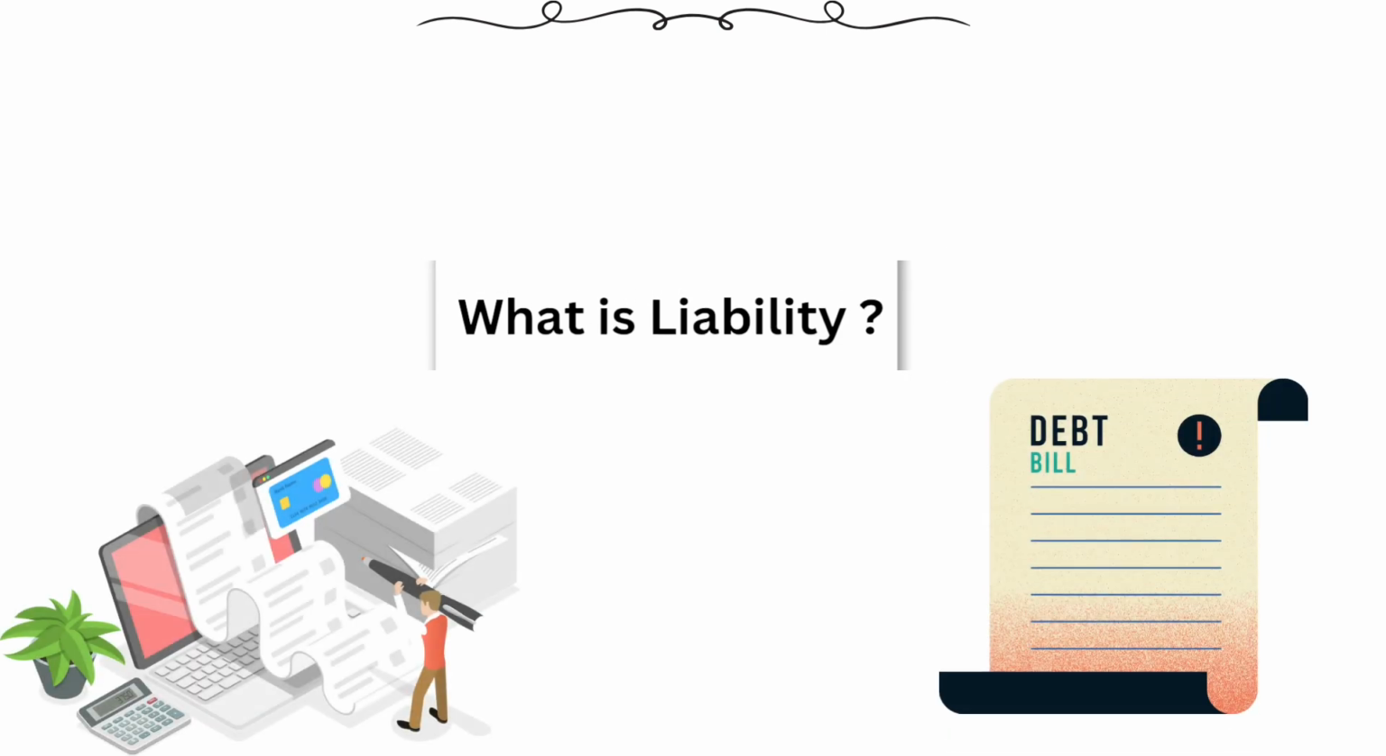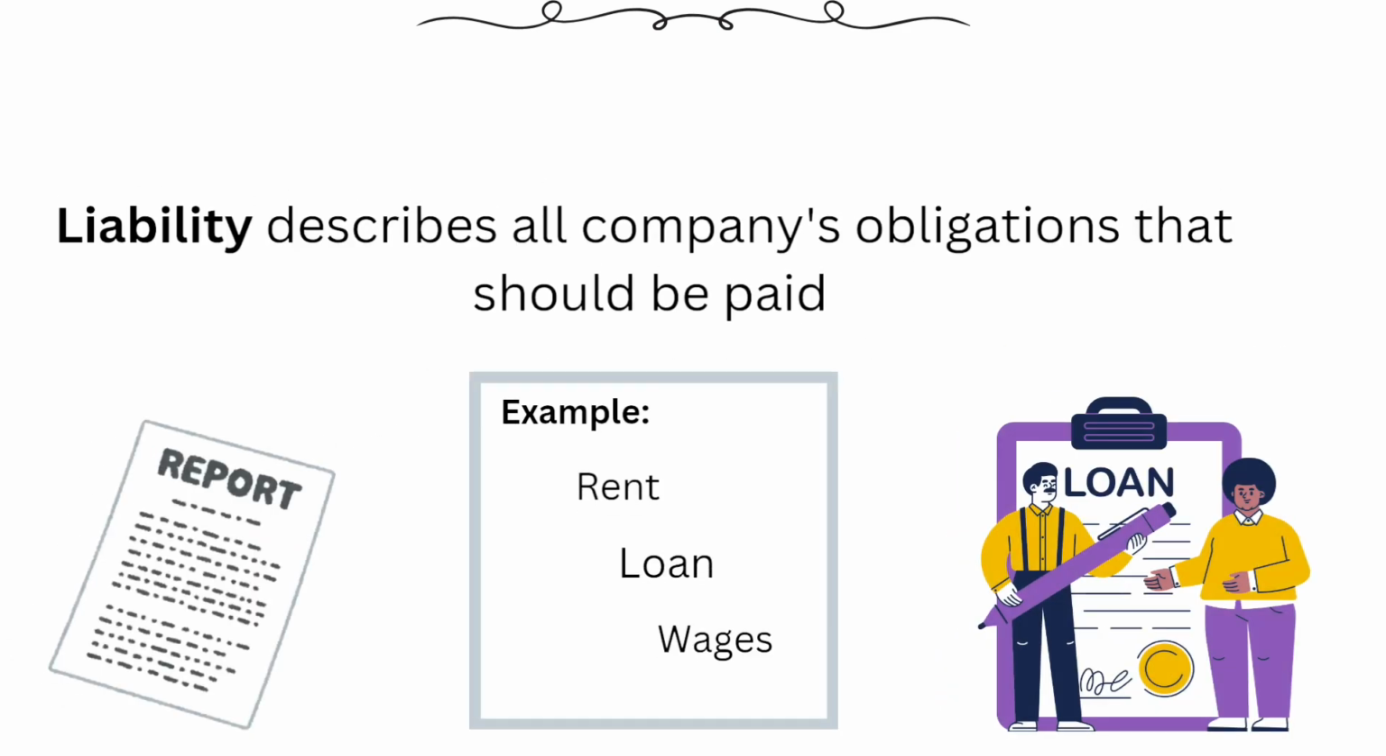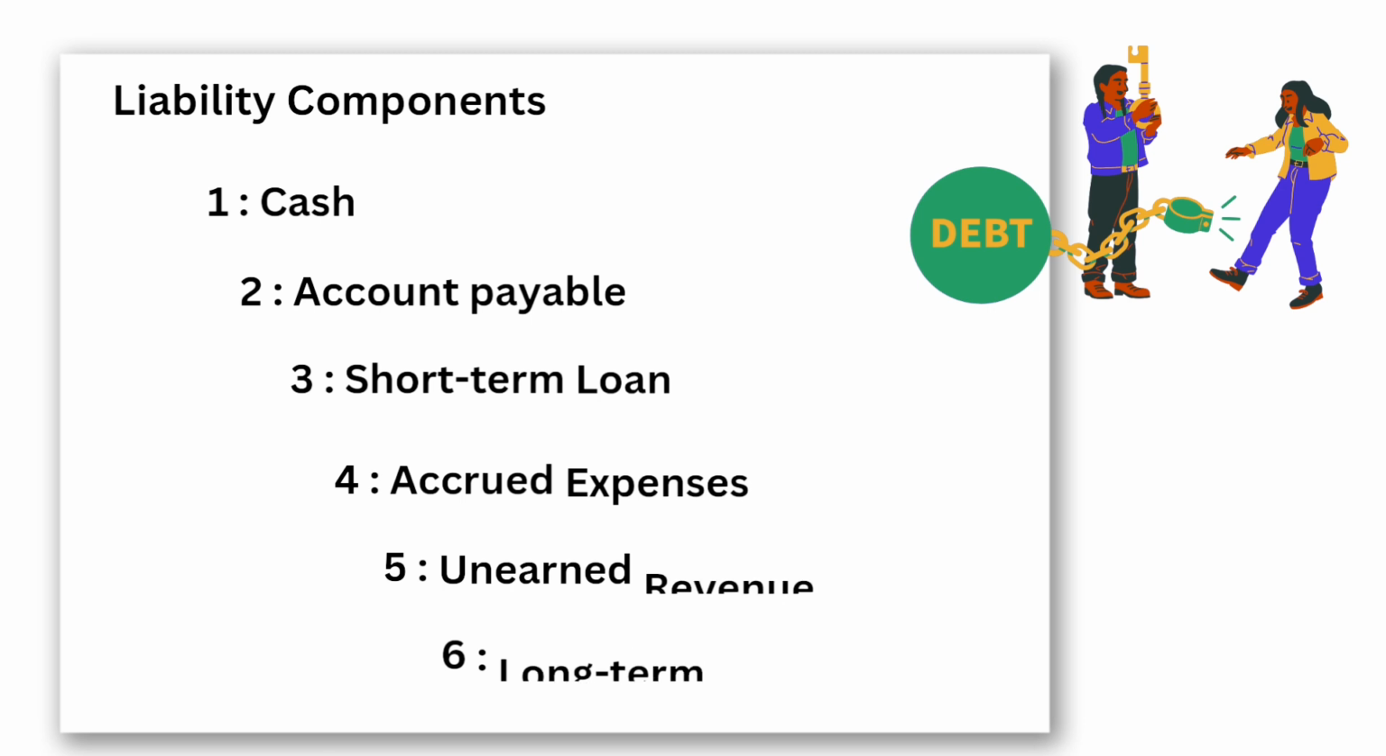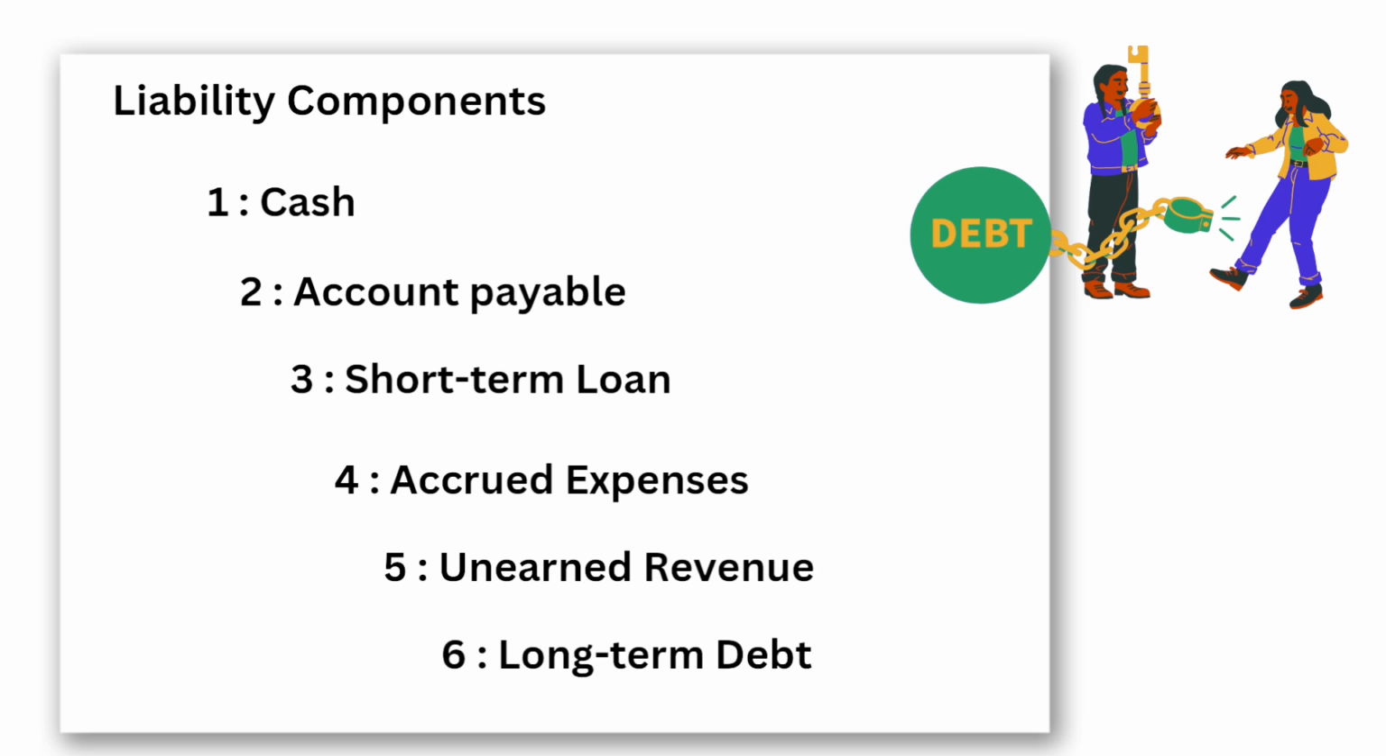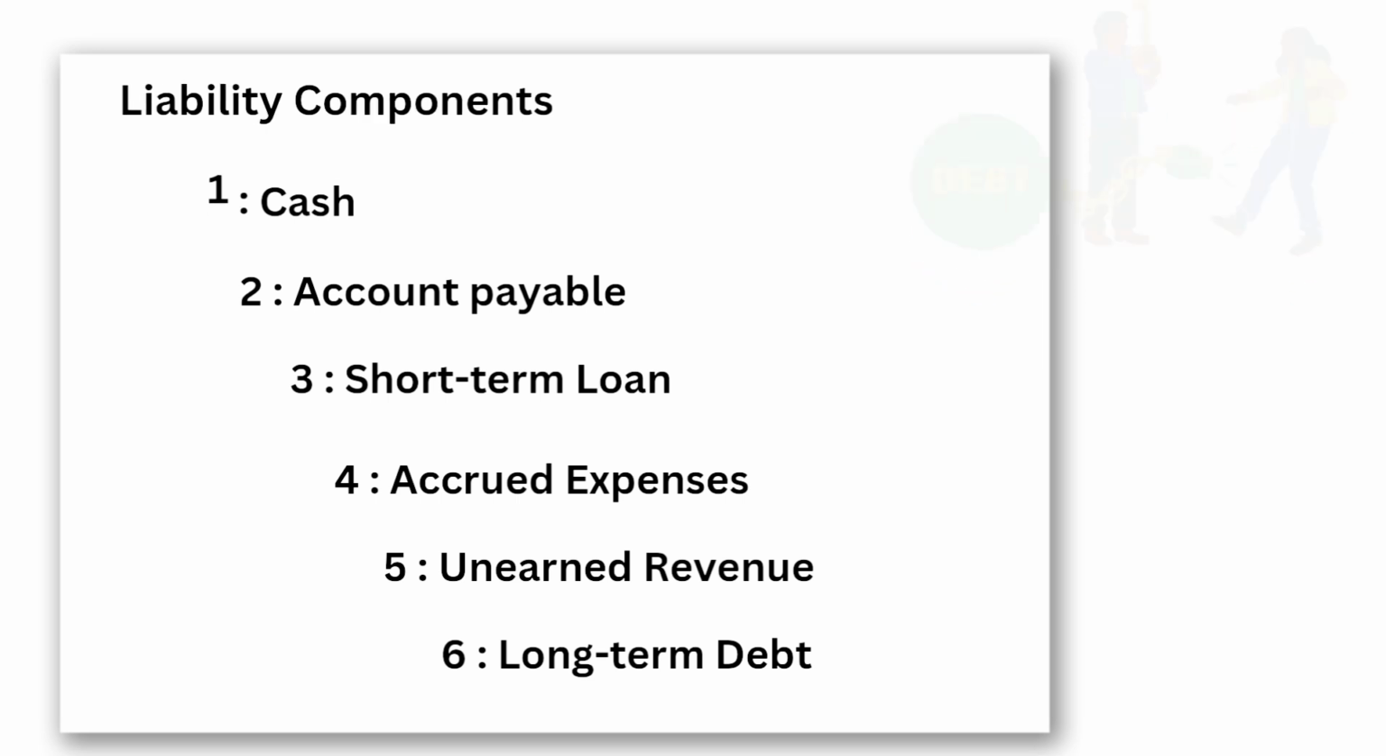In the previous video, we explained the asset. Now it's time to move to the next component, which is liability. What is liability? Liability describes all debts or obligations for a company that have to be paid in a specific maturity, for instance, bank loan or rent or wages. Like asset, liability has several subdivisions like cash, account payable, short-term loan, accrued expenses, unearned revenue, and long-term debt. Certainly, there are more components for both asset and liability, but these mentioned are the most important ones.